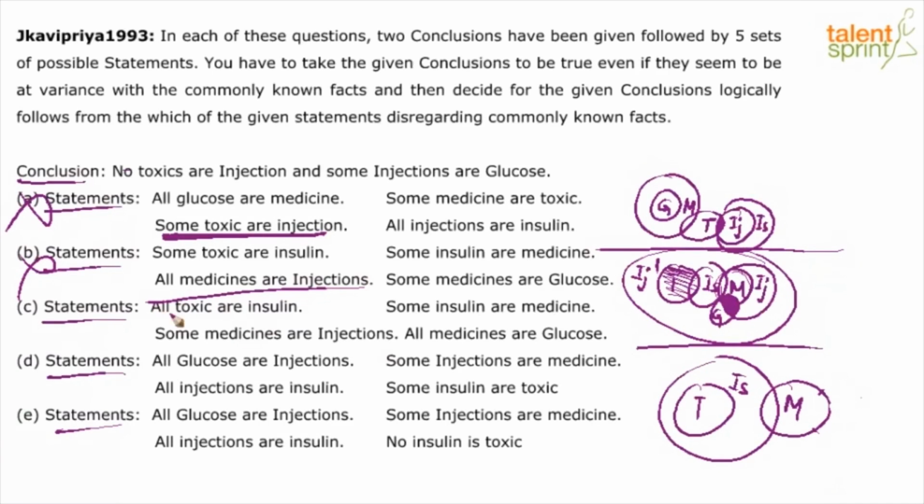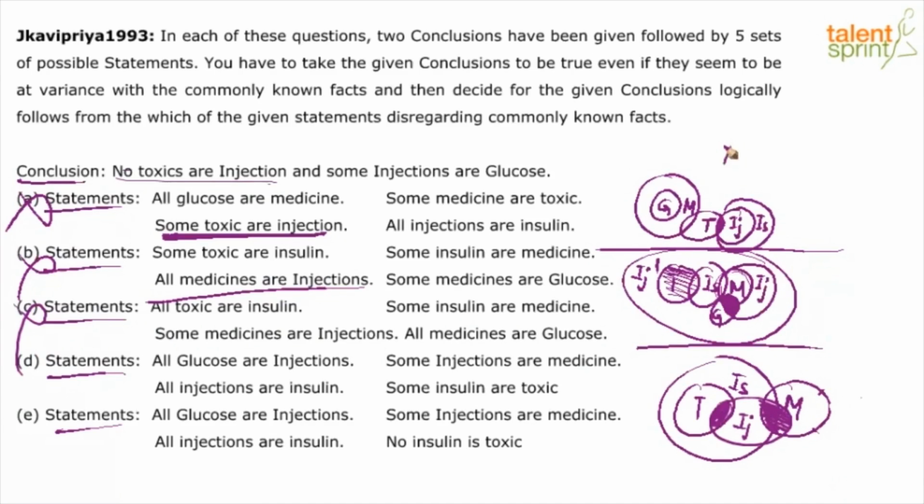Like for example, all toxics are insulin. Some insulin are medicine. Next statement says some medicines are injections. Now can you draw some medicines are injections like this? Yes, some medicines are injections. But in this process, you find that toxics and injections are also overlapping. But the conclusion said no toxics are injection, which means C is also wrong. You're able to follow?